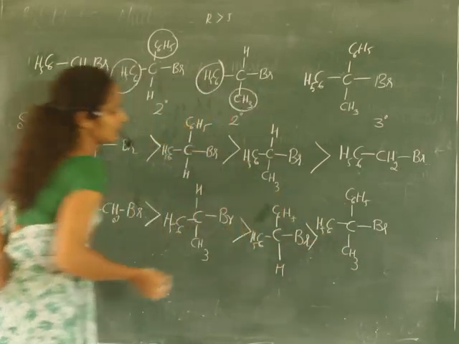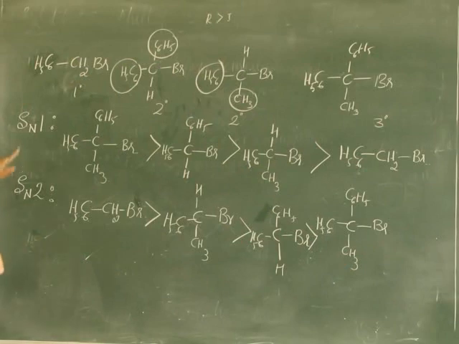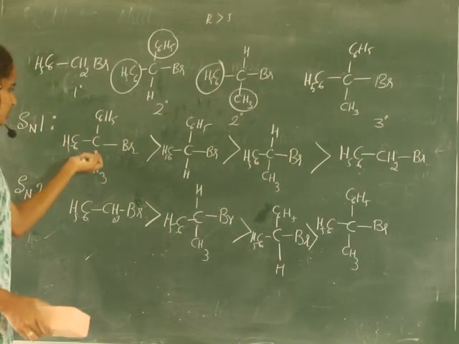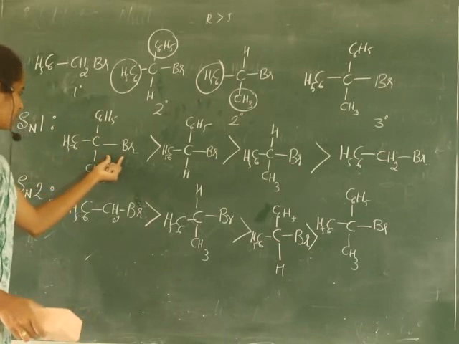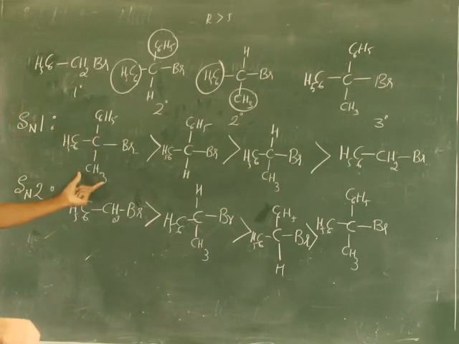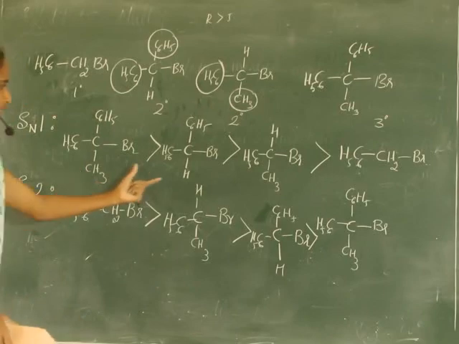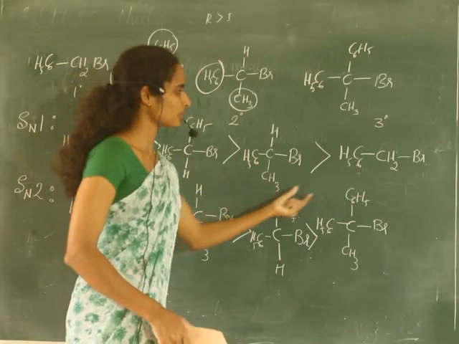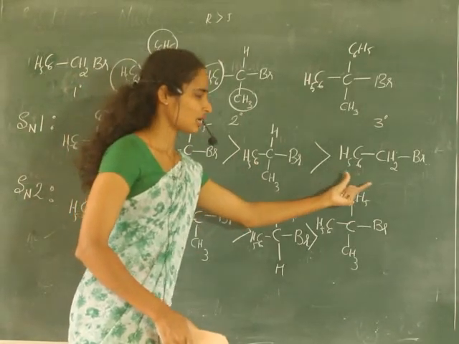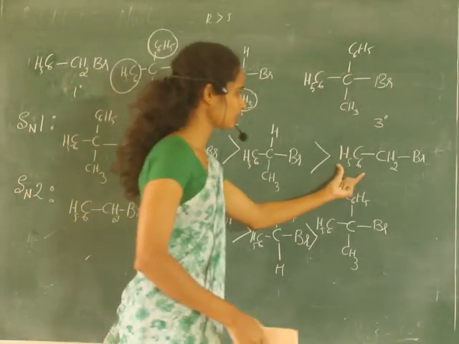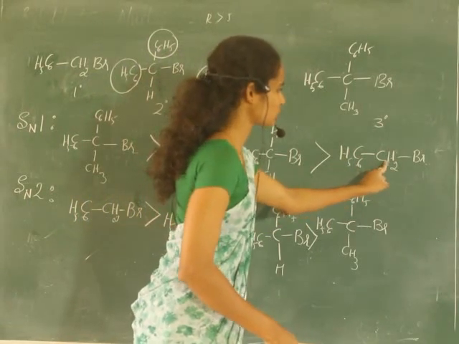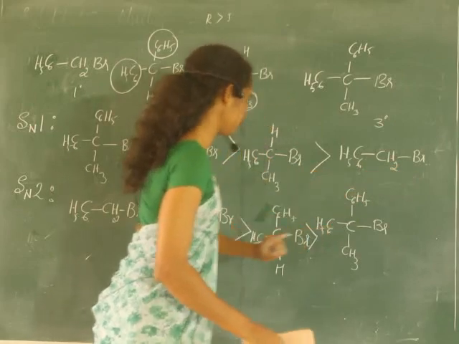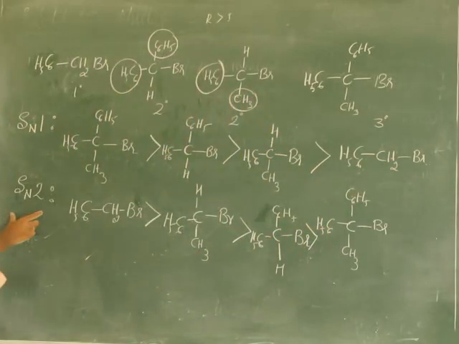It is very less. Reactivity order, SN1 reaction: the tertiary carbocation is stabilized by resonance and inductive effect, but here one is resonance and one is inductive effect. Here the primary carbocation is of course reactive; it is directly attached to the CH2 group and stabilized by inductive effect. But what happens in the SN2 reaction?